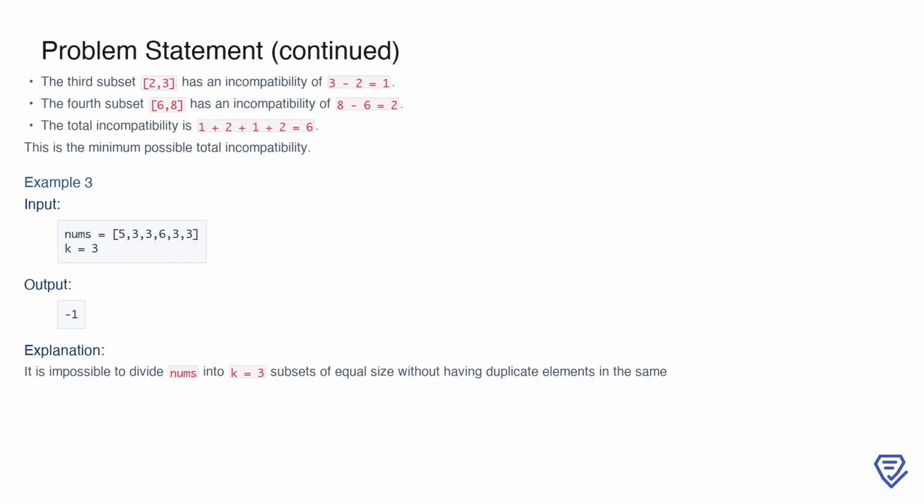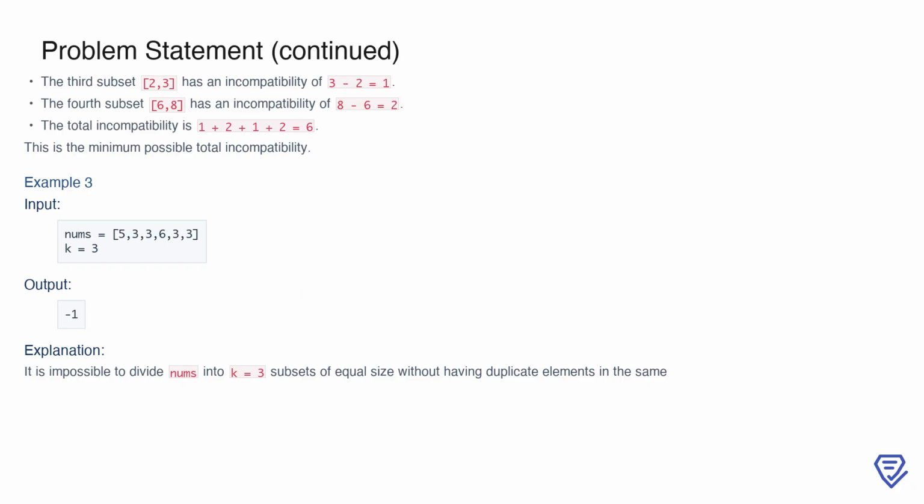Continuing with this example, the third subset, [2, 3], has an incompatibility of 3 - 2 equals 1, and the fourth subset, [6, 8], has an incompatibility of 8 - 6 equals 2. Adding these values together, the total incompatibility is 1 plus 2 plus 1 plus 2 equals 6. This is the minimum possible total incompatibility for this input.